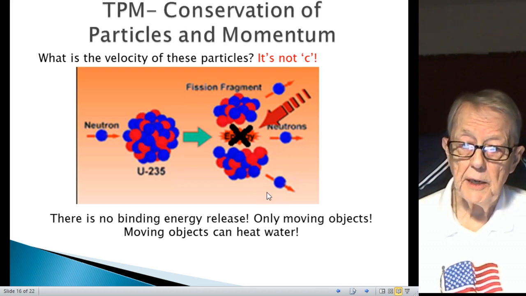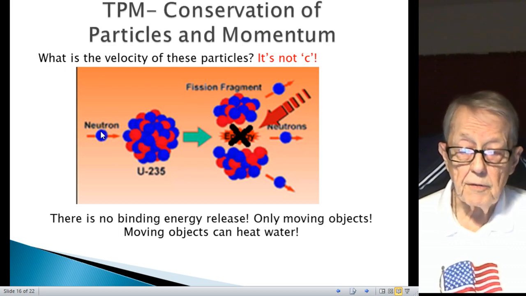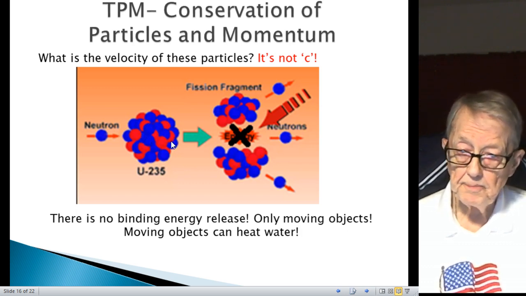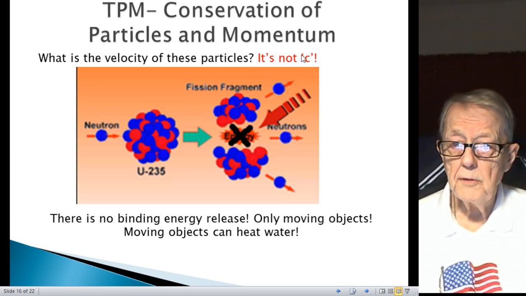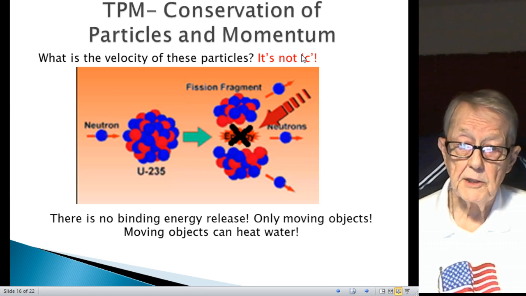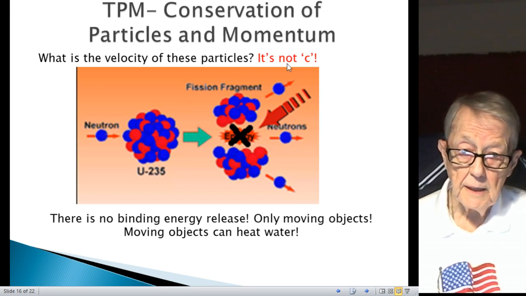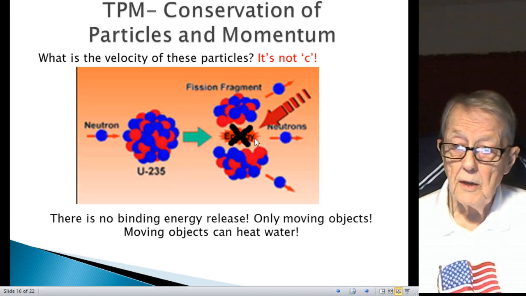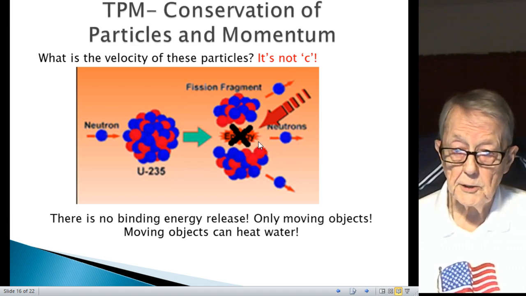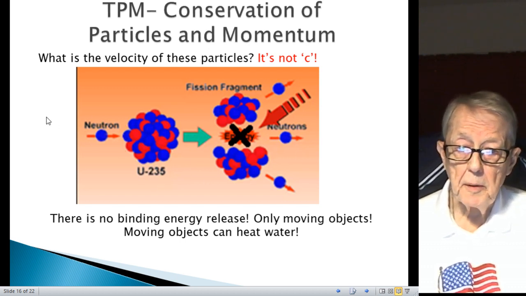The moving objects heat the water. The objects are moving. This is where momentum comes in. What is the velocity of this neutron? Presumably this has no relative velocity. After it splits, these are all moving. They're not moving at speed c. Of course, that's not the explanation of why you have c squared in the equation, but these are clearly not moving at speed c because these cannot go even close to the speed of light. But the momentum here is conserved, and the momentum here, that's what's conserved.